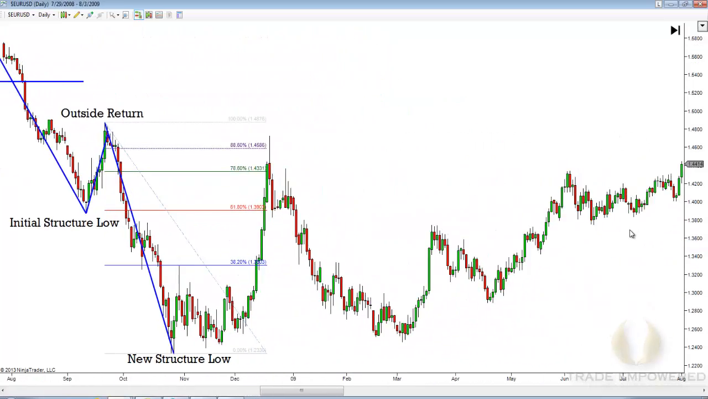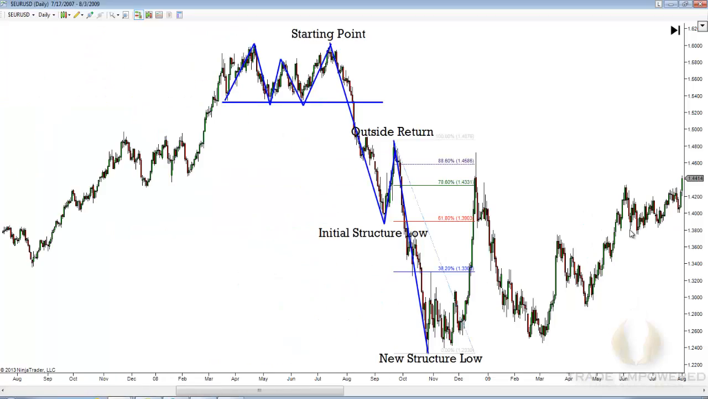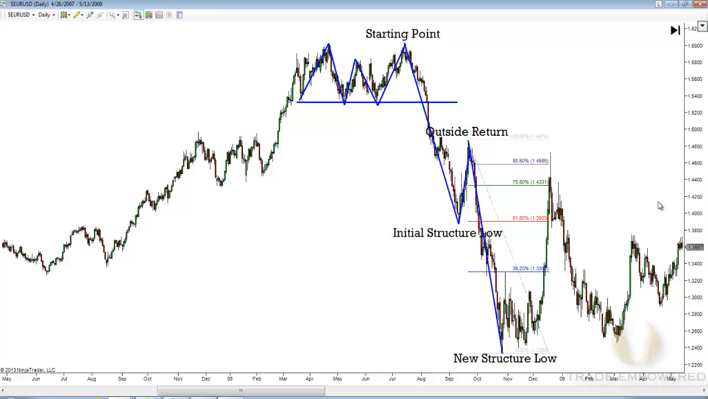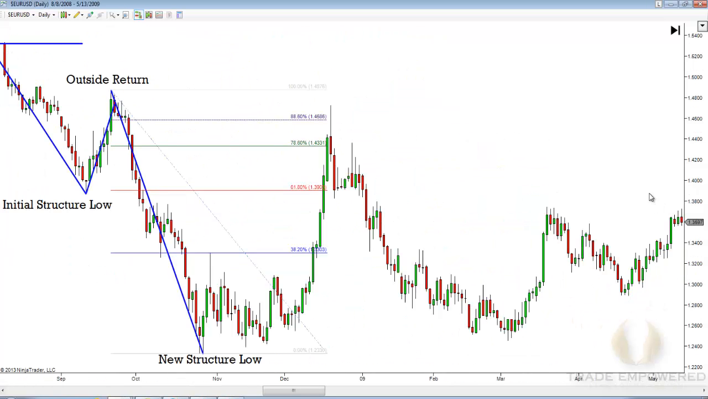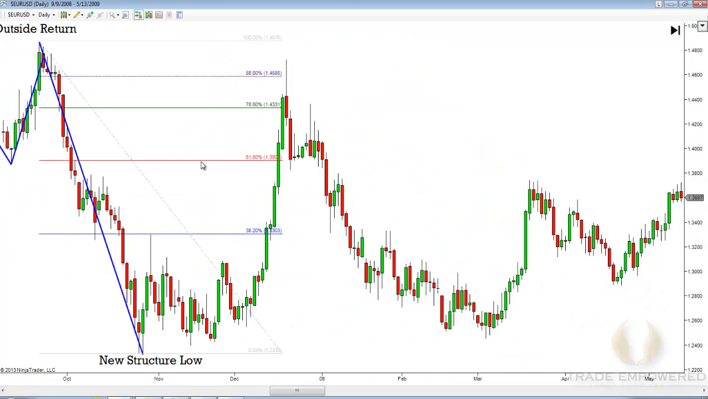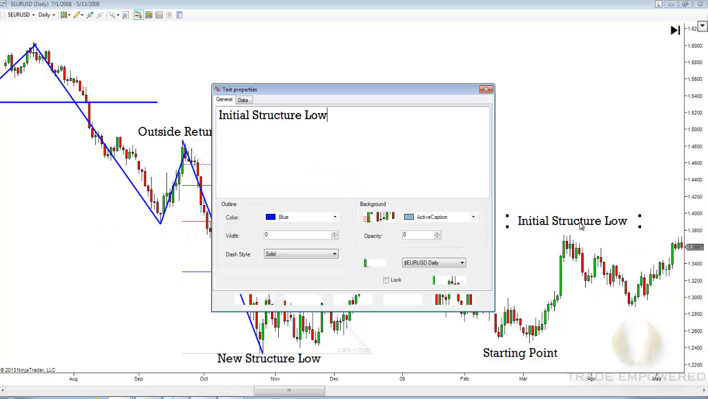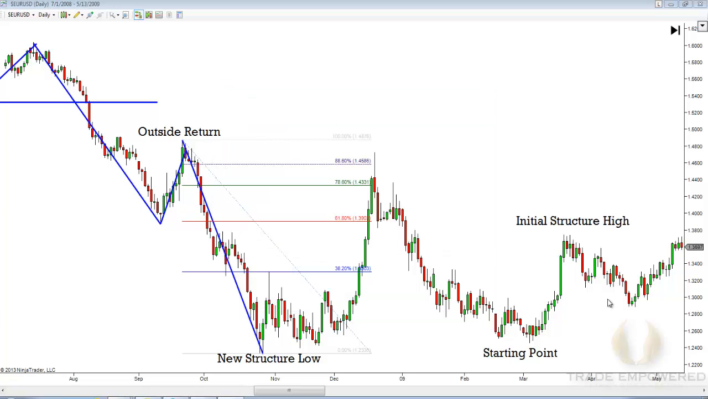Let's follow the market on. See if we can get a bullish example. And it's telling me we can even look right here. So let's call this our starting point down here. Let's steal this. And we'll call this our initial structure high. This is going to be our first move, starting point to initial structure high.